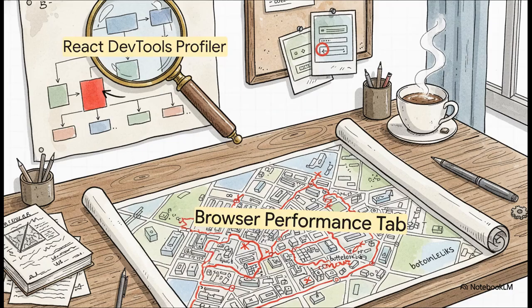So, these are your diagnostic tools. This is how you measure. You've got to start with the React DevTools Profiler. It literally shows you which components rendered, why they rendered, and how long it took. For instant feedback while you're coding, the Why Did You Render library is just invaluable. And then for the ultimate ground truth, you've got the browser's own performance tab. Think of yourself as a performance detective, and these are your instruments.